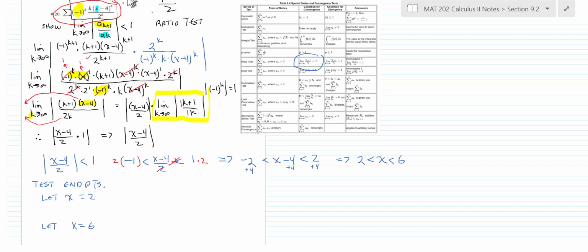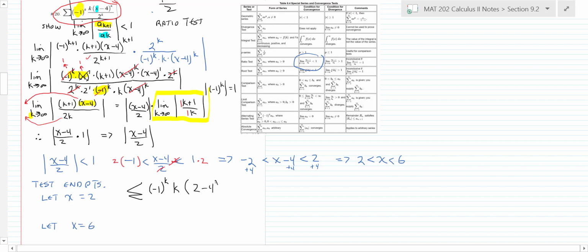So what you want to do now is go to your series, and we're looking at the series of negative 1 to the k times k. Now replace x with 2. So you're going to say (2 minus 4) to the k all over 2 to the k. We'll work that out in just a minute. Then we do the same thing with 6. So we're doing the series of negative 1 to the k power times k, and now it's (6 minus 4) to the k all over 2 to the k.